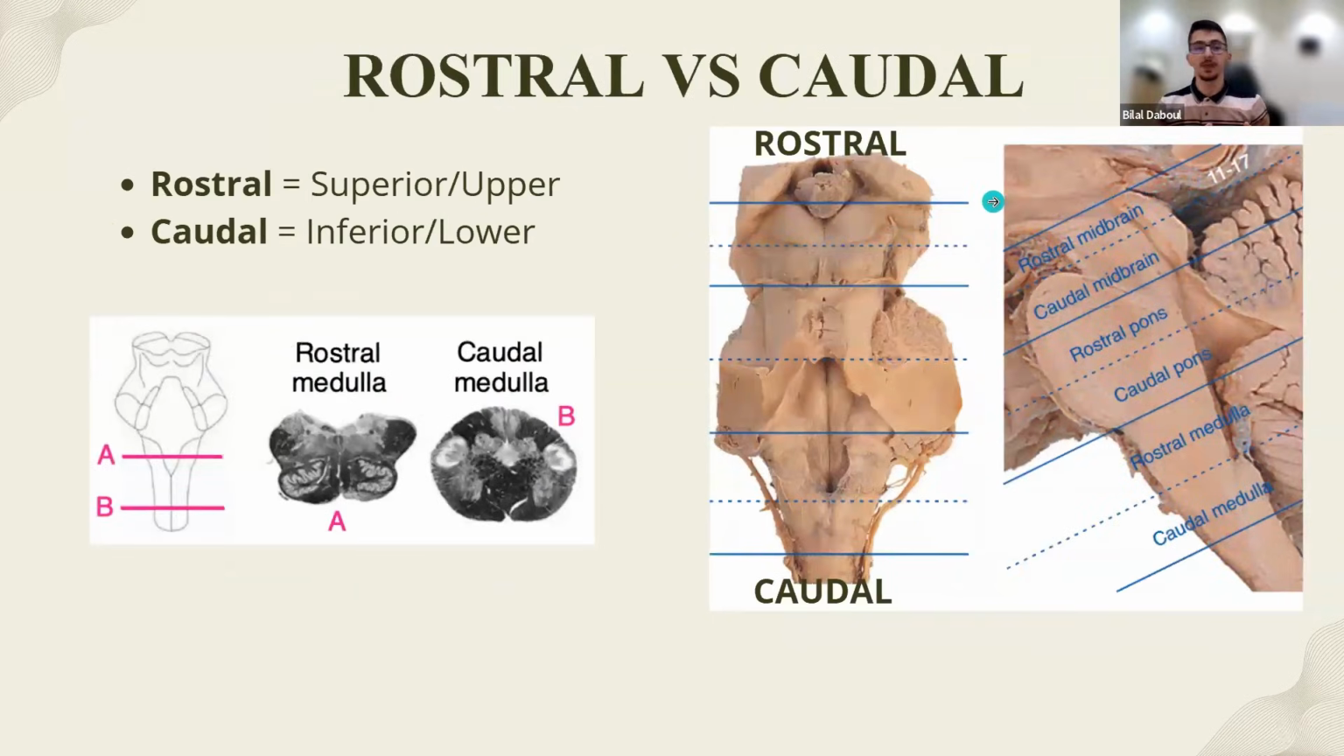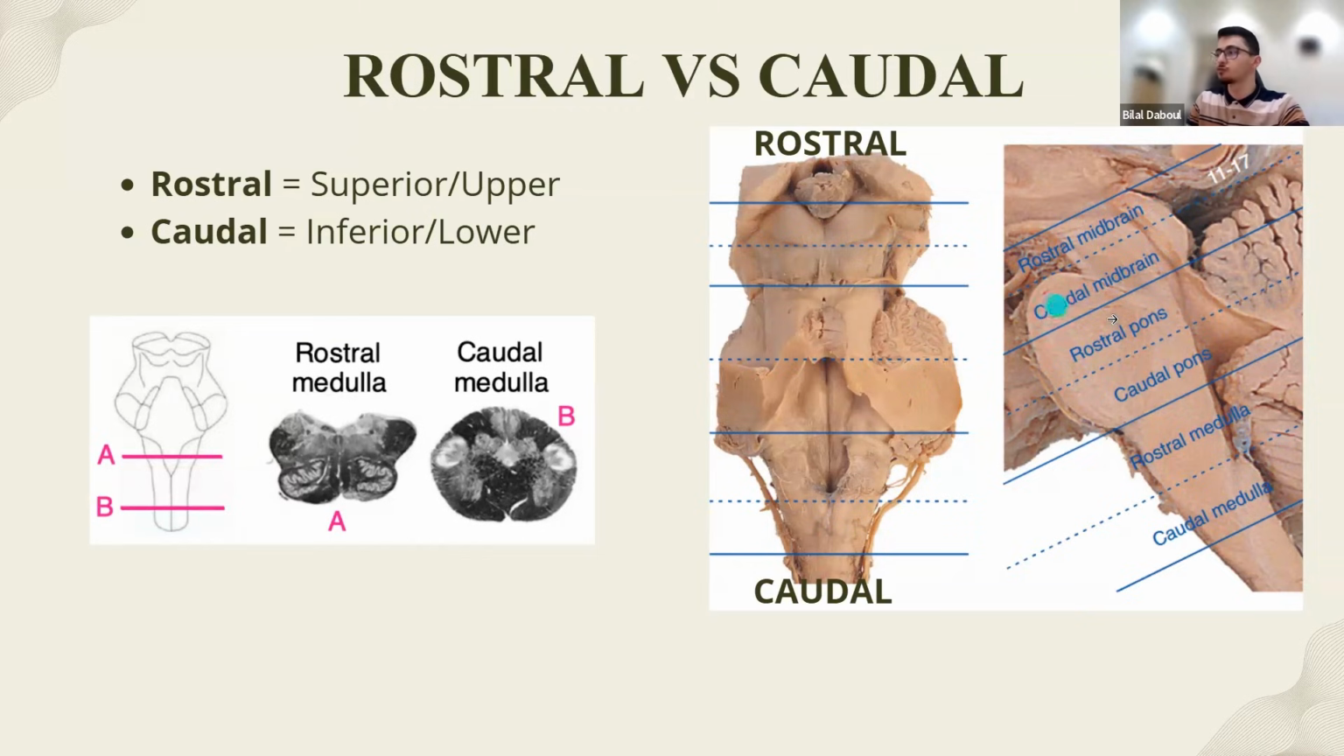Now, this is a very important slide. I see a lot of people getting confused about the two terms, rostral and caudal. When it comes to the brainstem, it's very simple. Rostral equals superior or upper sections. So if you notice, that's the midbrain, that's the pons, and that's the medulla. The rostral midbrain would be an upper section of the midbrain. The caudal midbrain would be a lower section of the midbrain.